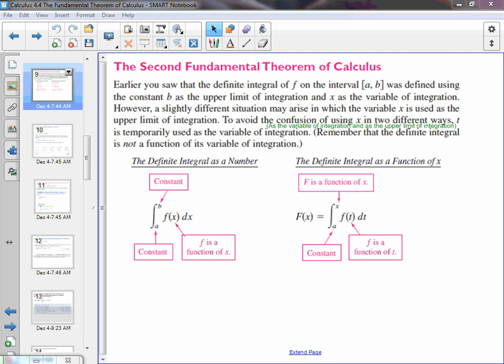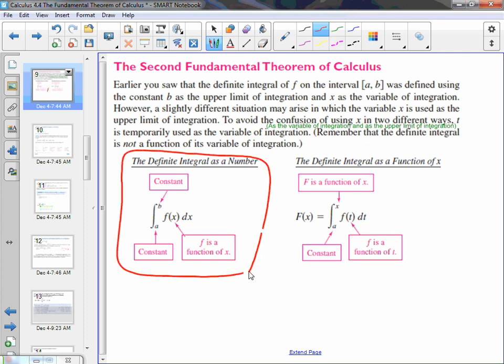So remember that the definite integral is not a function of its variable of integration, because a definite integral is a number, isn't it? It's a constant, okay? So, the definite integral is a number. This is what we were doing yesterday, isn't it? We were evaluating these. All right, we'd have something like the integral from -1 to 1 of (x squared plus 3) dx. So, and we'd get a number. So the definite integral is a number.